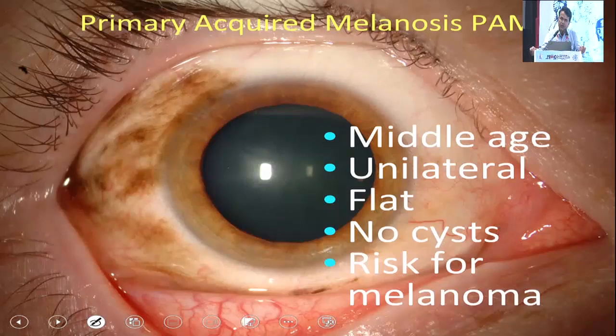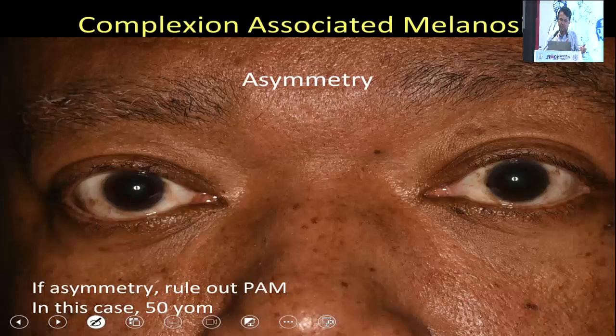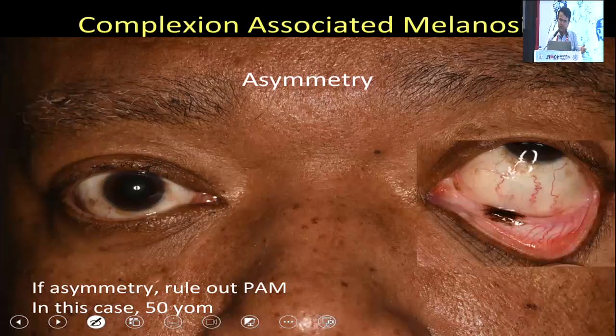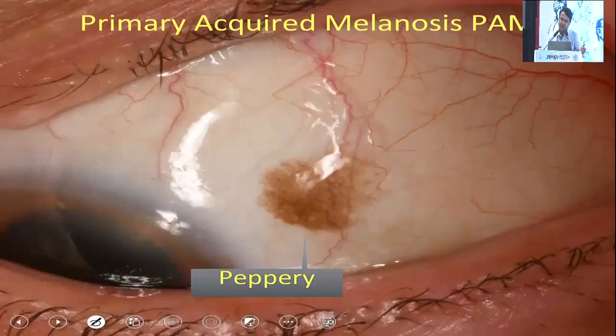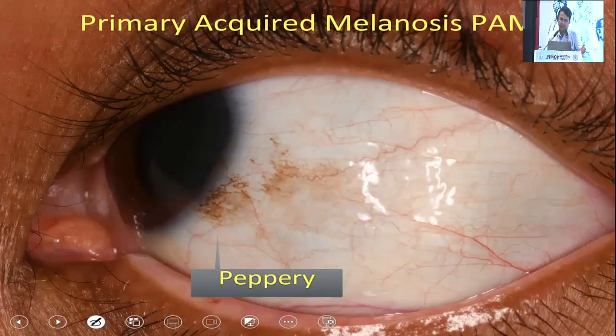So primary acquired melanosis occurs in unilateral situations, middle-aged individuals, flat, there are no cysts, and it is peppery. So basically it looks as if there is a dusting of pepper on top of the sclera. So whenever there is asymmetry, you have to rule out primary acquired melanosis, and in such situations we should look at the fornix as well because it can extend to the conjunctival fornix. So peppery architecture, unilaterality, involvement of the conjunctiva beyond the interpalpebral bulbar conjunctiva into the fornicial conjunctiva, all these are features of primary acquired melanosis.